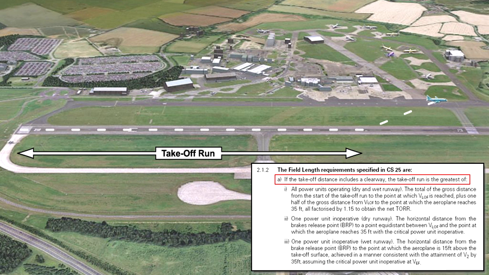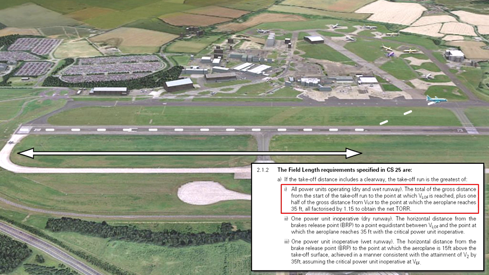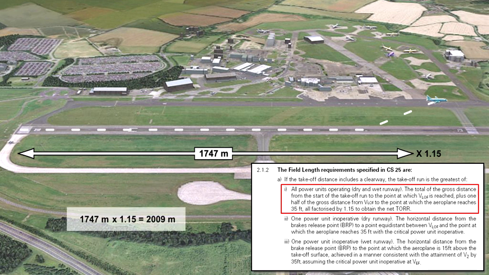The requirements state that the takeoff run is the greatest of the following three distances. The first distance assumes a dry runway and that all engines are operating. This first distance is the total distance from brake release to VLOF plus half the distance between VLOF and 35 feet, factorized by a total of 1.15. As an example, let us pretend the distance from brake release to halfway between VLOF and 35 feet is 1,747 meters. This is then multiplied by 1.15.